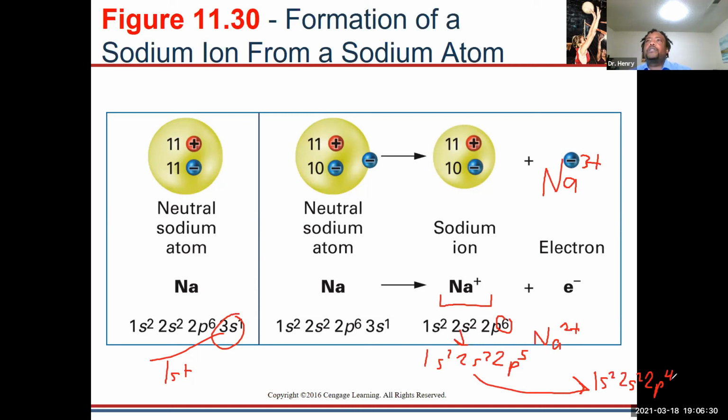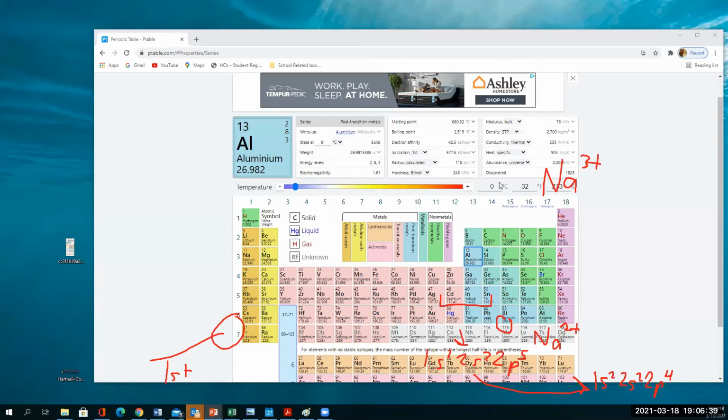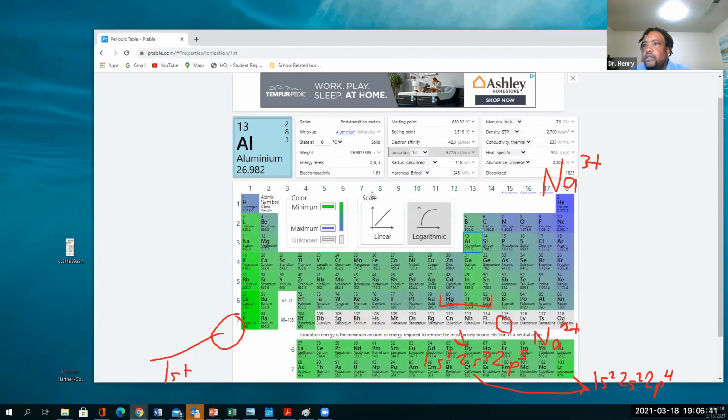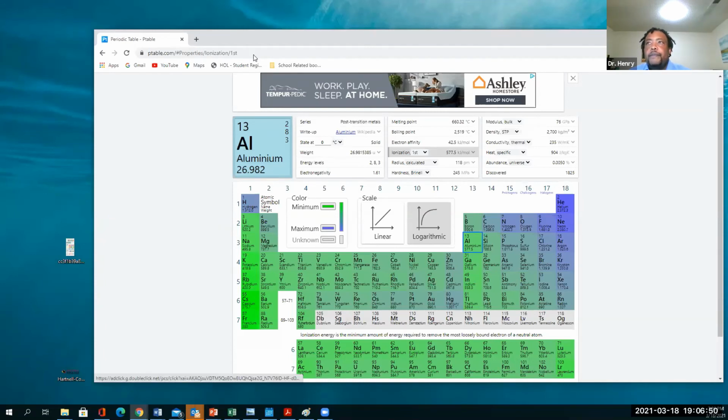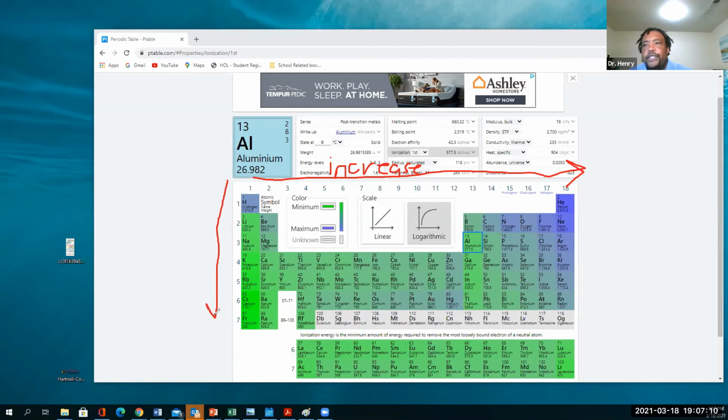Okay. So let me show you this on the periodic table. Okay, so for first ionization energy, if I click here, this is our scale, and this tells you minimal, maximal. So this is increasing. So as we go from left to right, it's going to increase in first ionization energy. As we go from top to bottom, it's going to decrease.